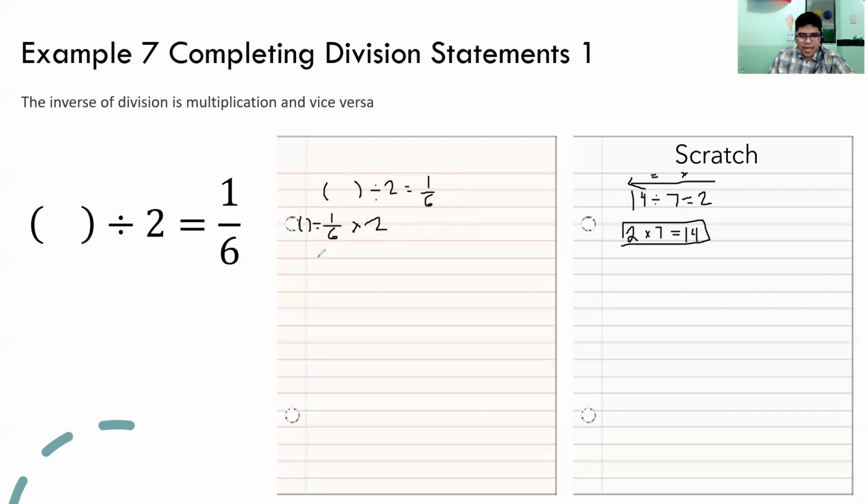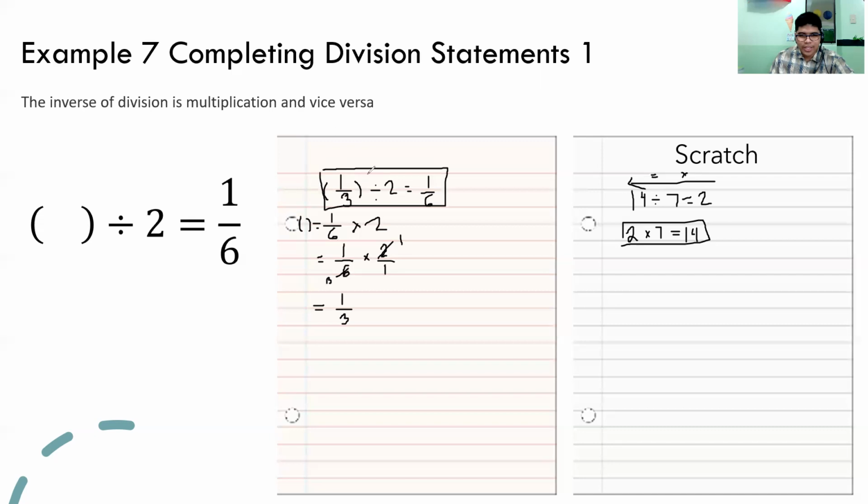We're going to do this as we do with all multiplication of fractions. We'll have 1/6, and 2 is a whole number, so we'll put 1 as the denominator. As you can see, 6 and 2 have the common factor 2, so we can divide by that. We can have 1/3 here. The final answer: 1 times 1 is 1, and 3 times 1 is 3. Our final answer is 1/3. So 1/3 divided by 2 equals 1/6.